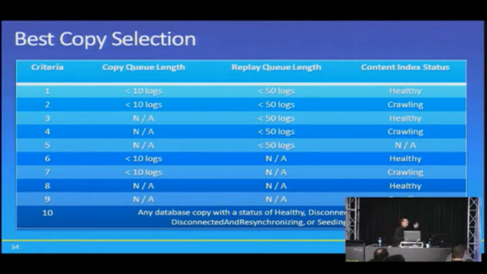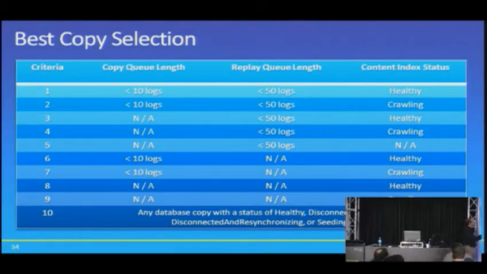Now, if we can't find a database on your list that meets that criteria, we degrade it a little bit. In this case, going from a healthy index to one that's crawling. Crawling is indexing. So search isn't up to date, but at least it's there and it's working on it, and that's a good experience to move towards. Not as good as a healthy catalog, but better than a failed catalog.